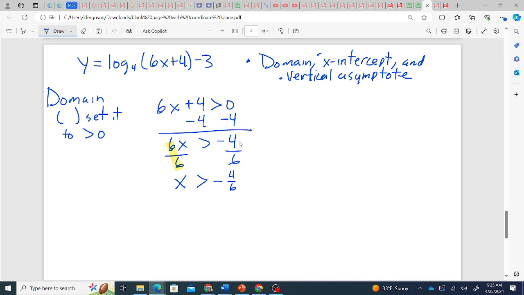It doesn't matter. But because it's a fraction, you always simplify. There is a number that goes into 4 that also goes into 6: 2. So I divide the top and the bottom by 2. So my answer is going to be x is greater than negative 2 over 3. Done. That is my domain. Now you could also say parentheses negative 2 over 3 comma infinity. That right there is interval notation. So either of these is acceptable for your domain.